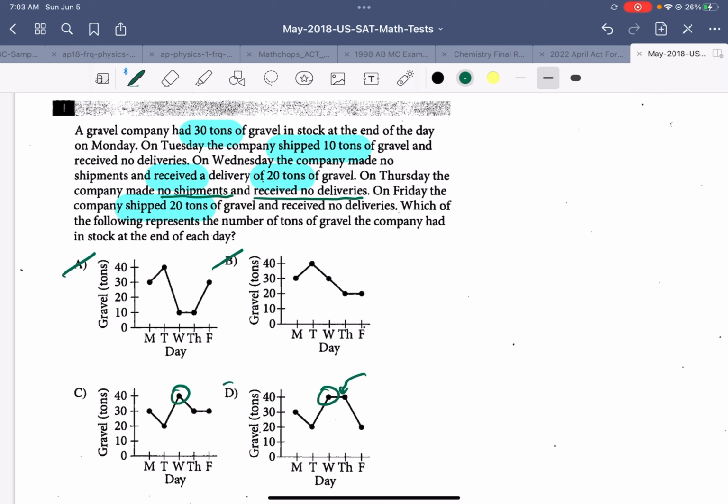So the answer has to be D. And after that, 20 tons shipped, so it should go down from 40 to 20. So the answer is D. Okay, so just underline what's happening in the stock each day. Then you can see which one matches up.